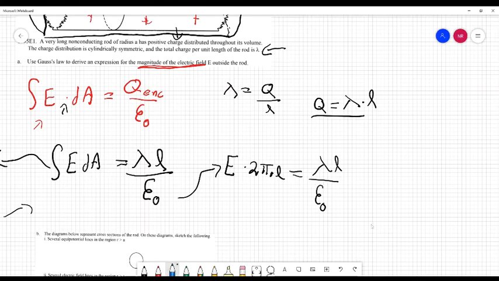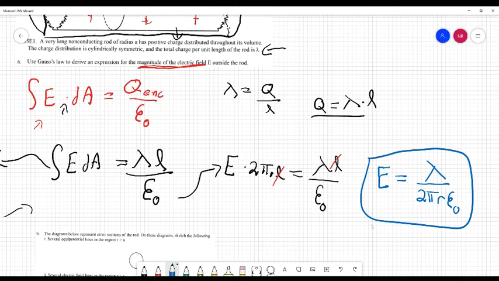Also, some stuff cancels out. I'll show you. This L cancels out with this L. So our final answer, the electric field E outside of this long non-conducting rod, would end up being lambda over 2 pi r epsilon naught. So that's how you do the first part.